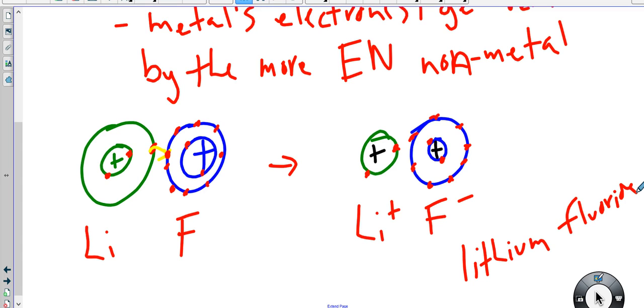So, turns out they stick together. This is exactly what it looks like. See that? Look. And they don't just stick together like this. They actually stick together in a big old cube like that. That's what it really looks like.